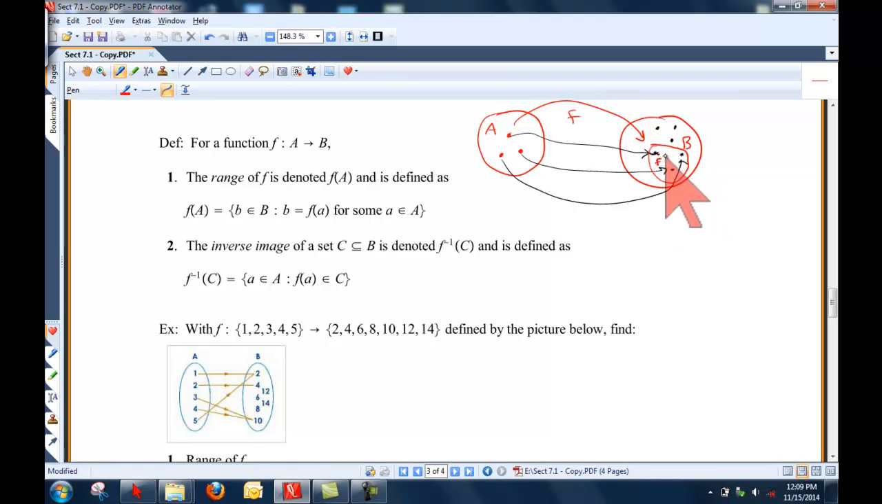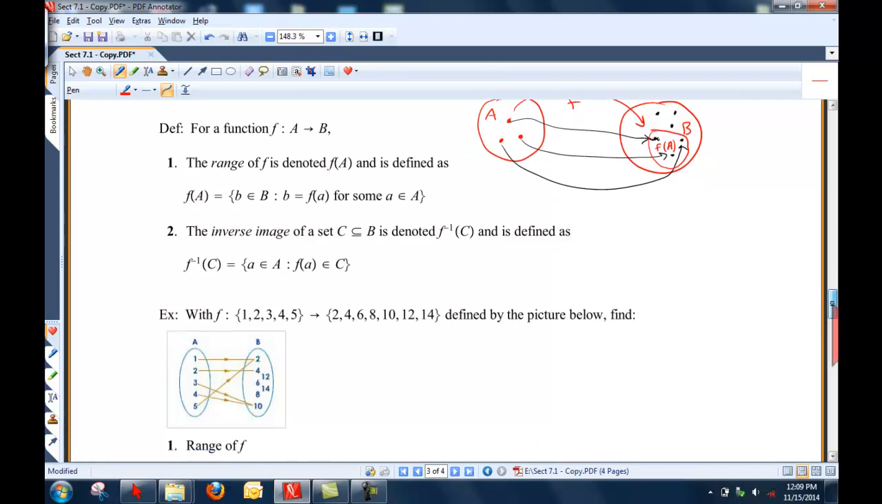This set of three guys in my picture is f of a. There were elements in the domain that went to these guys, so they're part of the range. There were no elements in the domain that went to these guys, so these guys are in the codomain, but they're not in the range. Then you can see that the range is a subset of the codomain. Maybe all of it, or maybe just part of it, like in my picture.